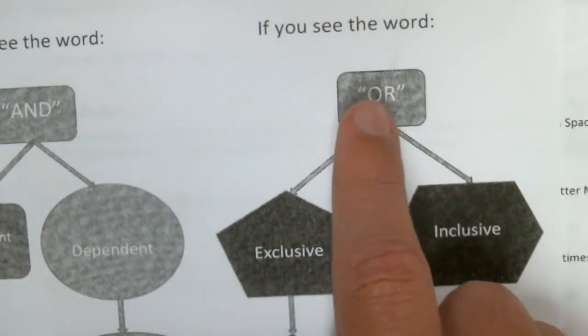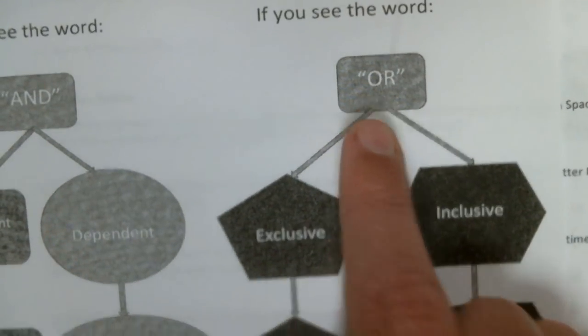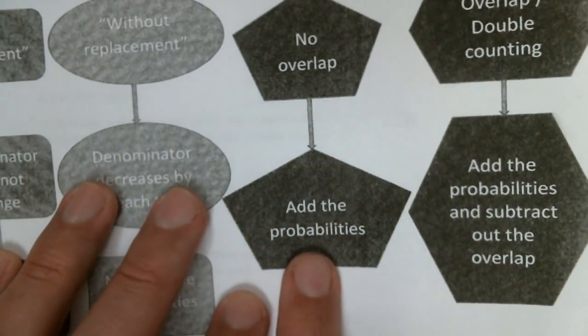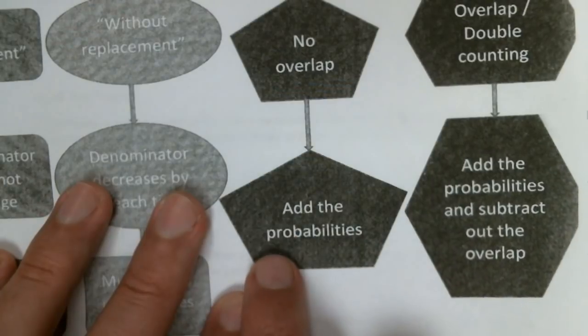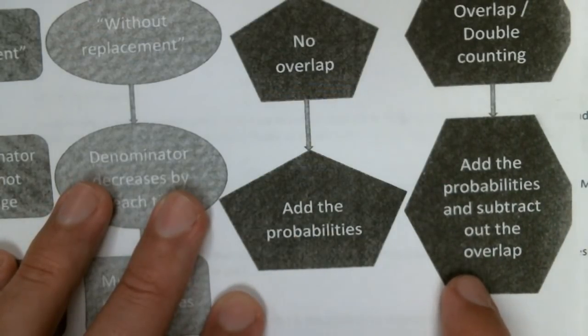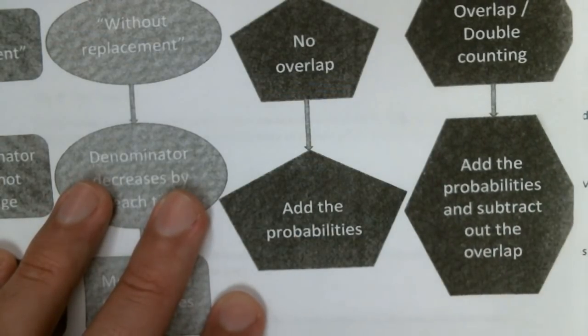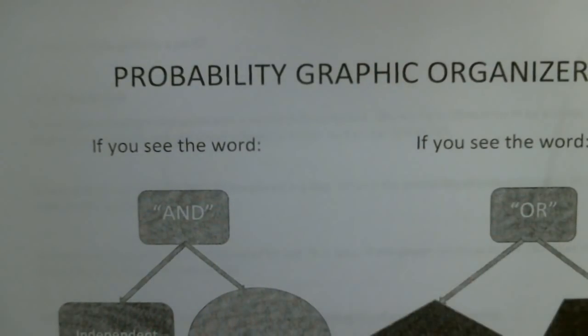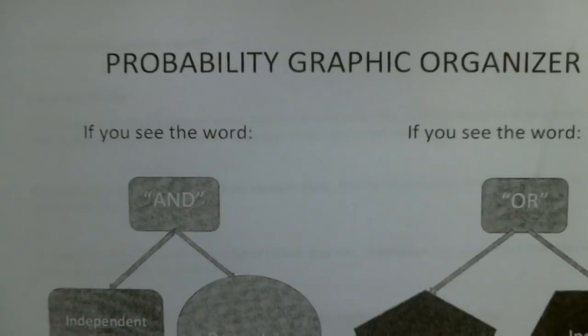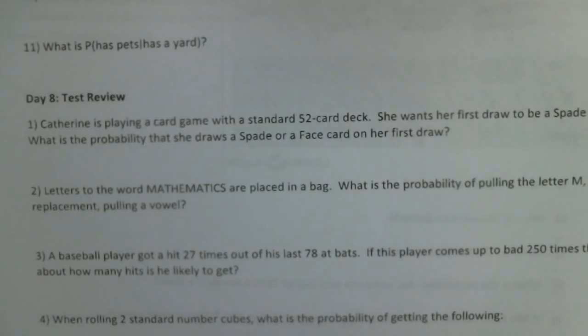If you see the word or, then that means you're going to add the probabilities. And then it's just a matter of whether or not you have any overlap. Can I be a heart and a jack at the same time? Yes, the jack of hearts. I have to subtract out that jack of hearts because that's the overlap. Make sure you guys have a good handle on this graphic organizer before you walk into the test, okay?